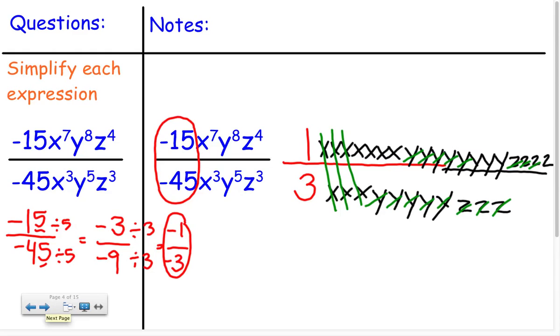All right, so here's what I'm left with. I keep the 1/3. On the top I have 4 x's, and I have 3 y's, and I have 1 z. And on the bottom I have just the 3, no variables. So 1 x to the 4th, y to the 3rd, z over 3.